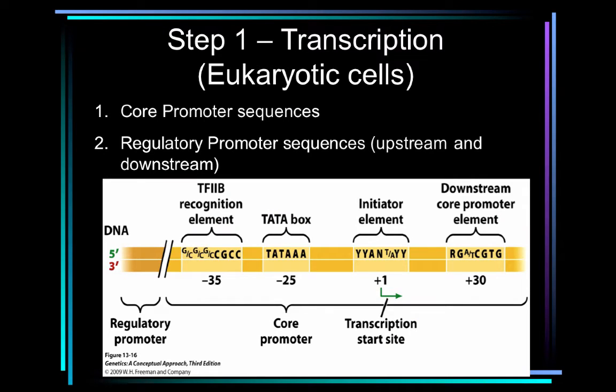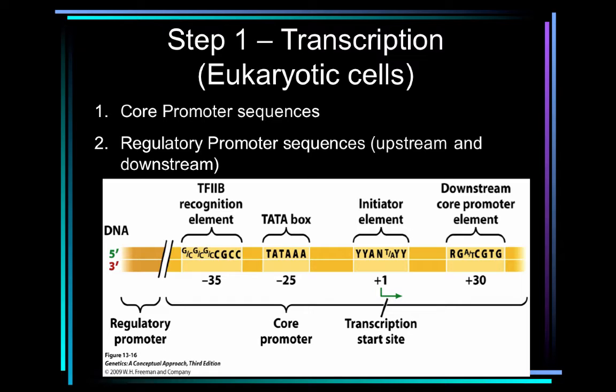So when we look at the eukaryotic cells' transcription initiation process, we have a few differences. And keep in mind, eukaryotic systems have much more genetic material, therefore they need to be more sophisticated and are usually more complex. So, with eukaryotic cells, in the initiation process of transcription, we actually have multiple core promoter sequences.